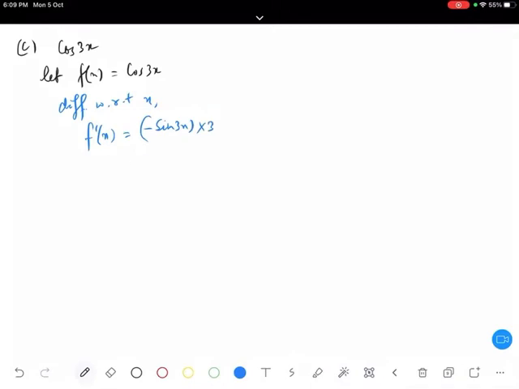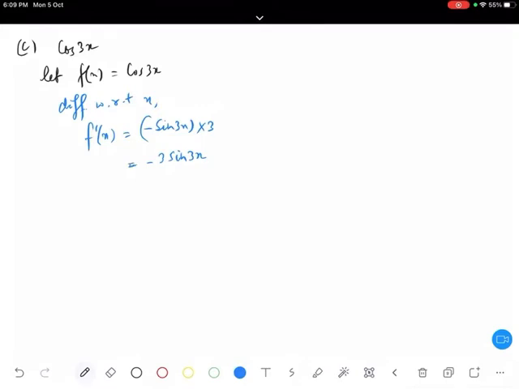Now question number C, cos 3x. We have cos 3x. So what I will do in here, now listen very carefully. Again, I will let f(x) be equal to cos 3x. After doing this, I will differentiate with respect to x. So differentiation of f(x) is f dash x. And differentiation of cos 3x is minus sine 3x into 3. So I get minus 3 sine 3x. This is what we have. F dash x is this one.